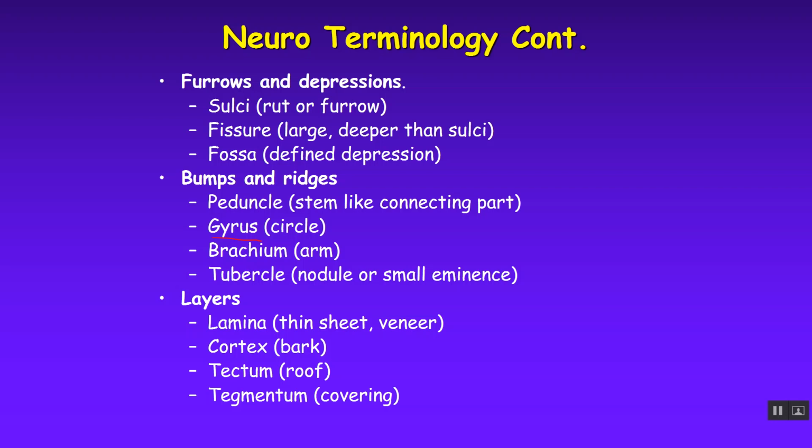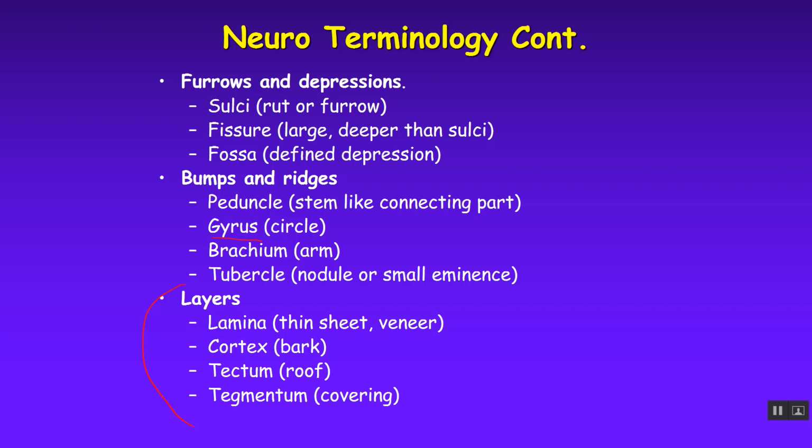These are smaller eminences. Then we talk about layers in the nervous system. Lamina is another term we've already heard. Those are layers in the nervous system, typically layers of different cell types, and lamina means thin sheet or veneer. The cortex, in the cerebrum, is that layer a couple of millimeters thick where most of our cell bodies are, on the outside. Cortex means bark, like the bark of a tree. It's the bark of your brain.